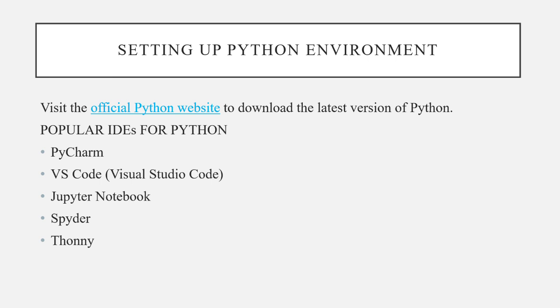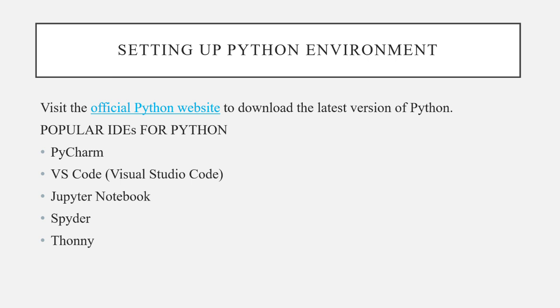It's another good choice, especially for scientific computing. It's simple and has features like a variable explorer, which lets you see the data you're working with in real time. And the last would be Thonny. Thonny is an excellent IDE for beginners. It's easy to use and designed to help you learn Python, with features that simplify debugging and code execution.